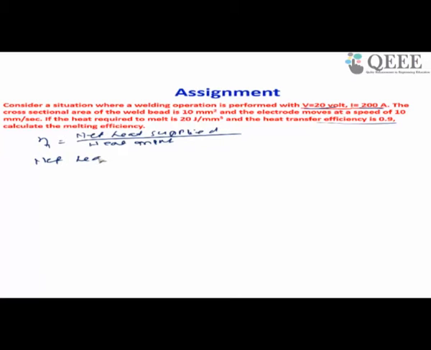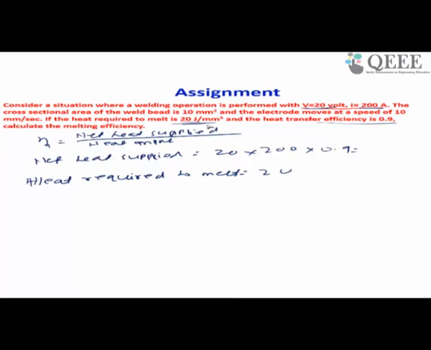Net heat supplied equals 20 into V into I, 200 into 0.9, equal to what? You know the net heat supplied, how much? Tell me. Then what is the heat required to melt? Heat required to melt equals 20 joule per mm³ into area, that is 10 into 10. So 20 into 10 into 10 equals 2000 joule per second. Net heat supplied and heat required to melt, you know. What is this value?